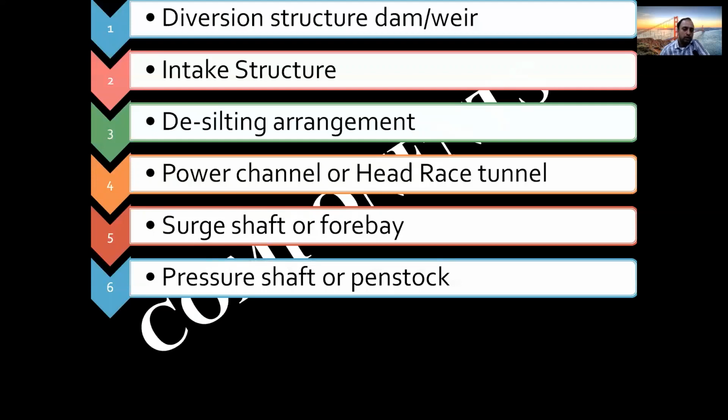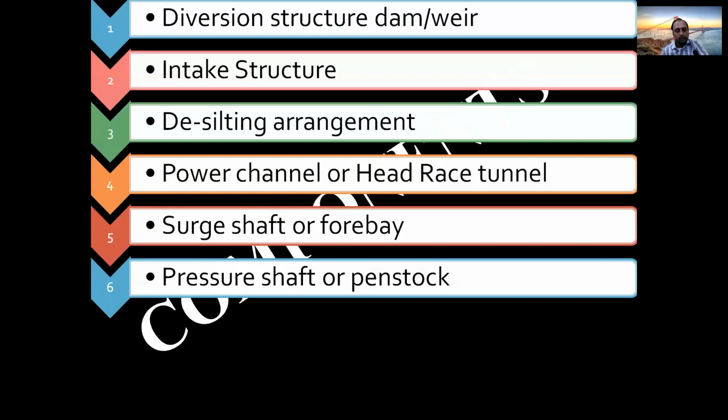Pressure shaft or penstock. After the water reaches the surge shaft, it is taken to the turbine through the pressure shaft or penstock. If it is on the surface, it is called a penstock. If it is underground, then it is called a pressure shaft.